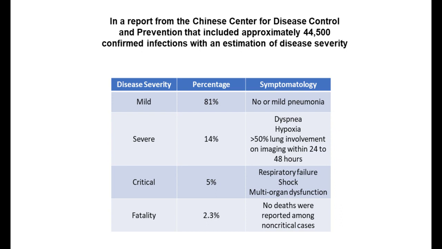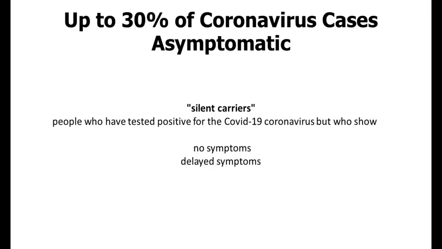And 81%, like I said, have no or mild pneumonia or symptoms, and then the ones who were severe, that were probably going to the hospital, had the dyspnea and the hypoxia. Over 50% had lung involvement that you could see on imaging within 24 to 48 hours, and then 5% are critical with respiratory failure, shock, and multi-organ dysfunction. So of that 5%, there's a 2.3% fatality. And of course, there are no deaths for those who are non-critical, right?